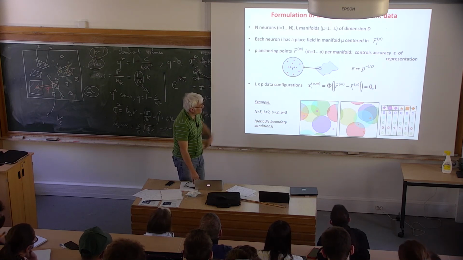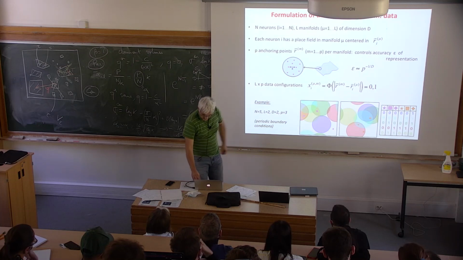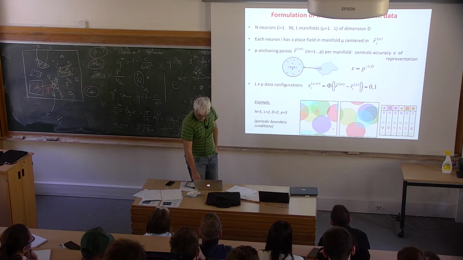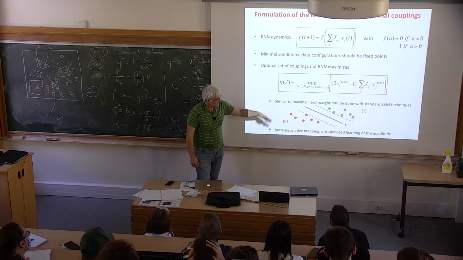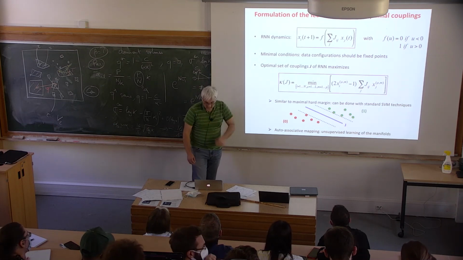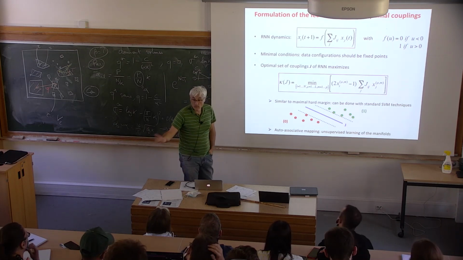So you can imagine that you have random positions of the place fields in several environments. So you have data which are created this way, and then we want to try to solve the perceptron problem. And that we can do using standard SVM techniques, right, to find the best solution.